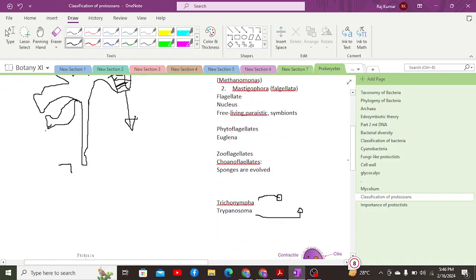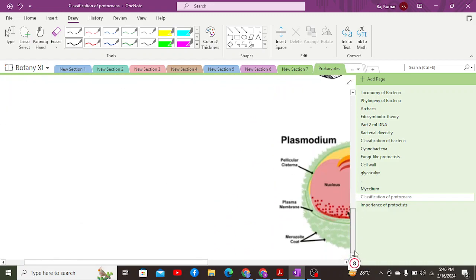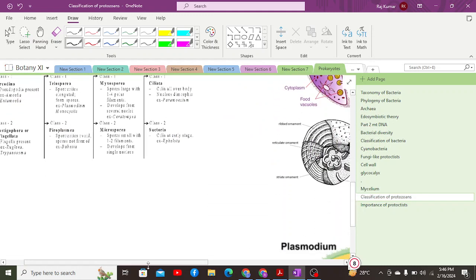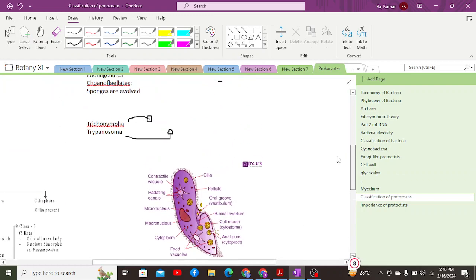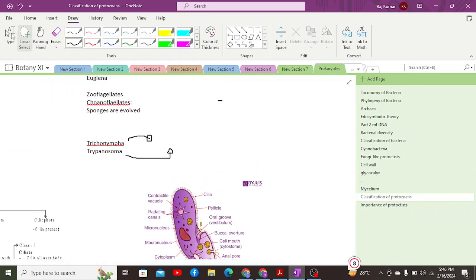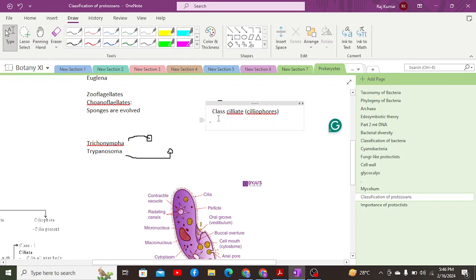Now coming to the next part, which is about the Ciliophora, class Ciliata, Ciliophores. And these Ciliophores basically have the characteristic that they have cilia all over their body.